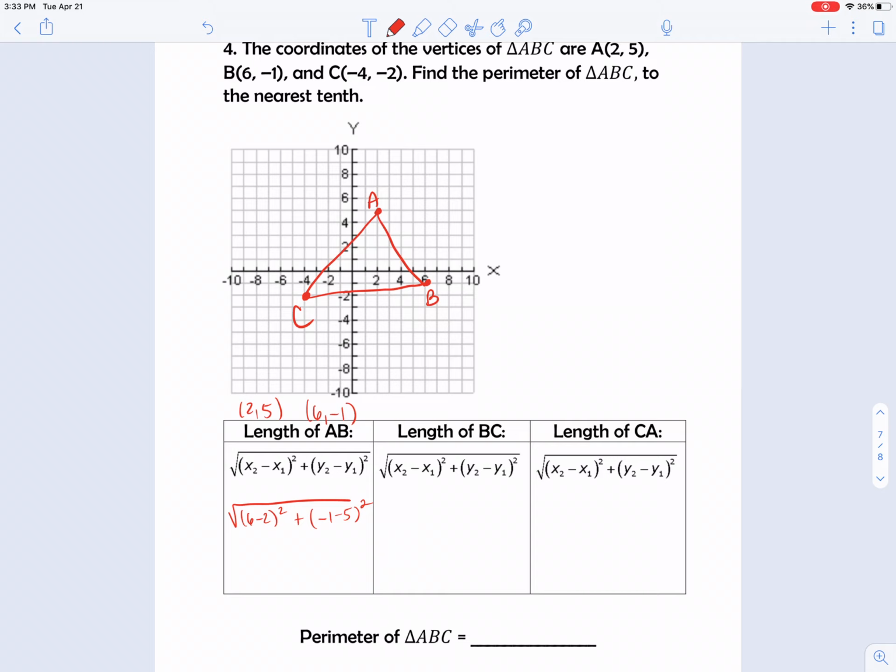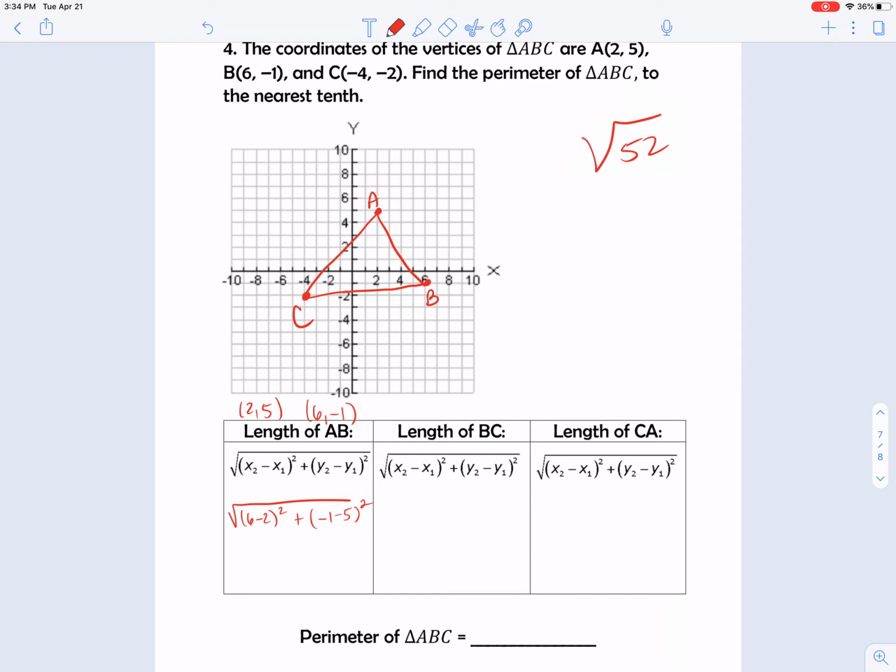Okay, inside the square root, that's the step it doesn't want to let me do with the pen. Inside the square root, it is 4 squared, which is 16, -6 squared, which is 36. So 36 plus 16 is 52, so it's going to be the square root of 52. Sorry, I started over so many times because this was happening. So that first one is the square root of 52.